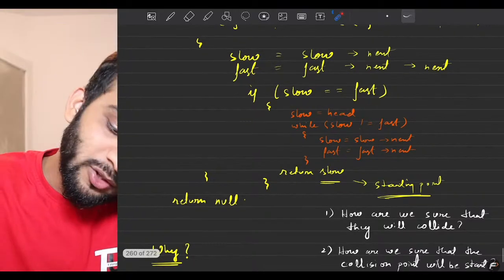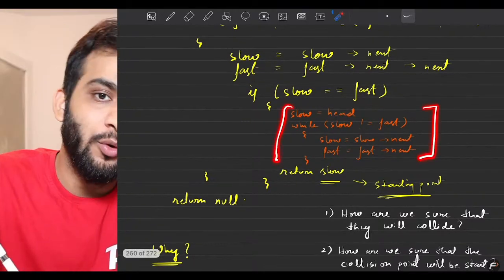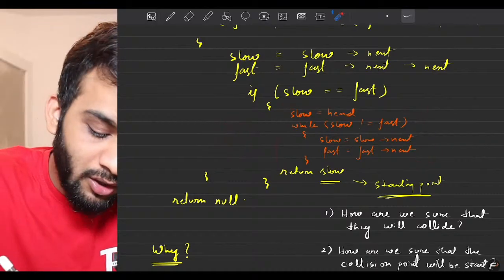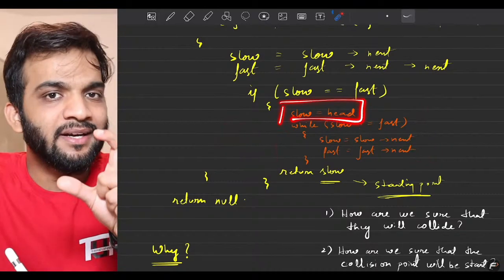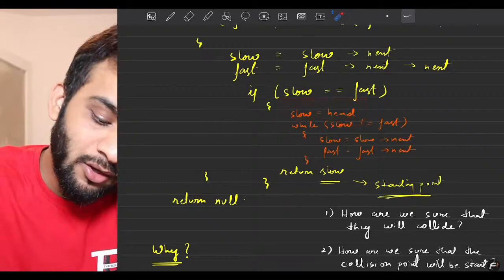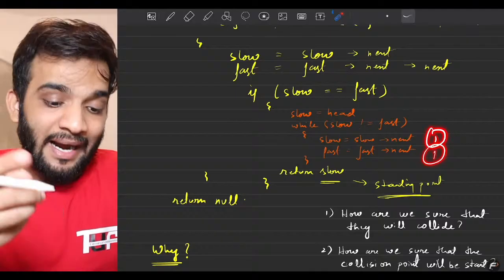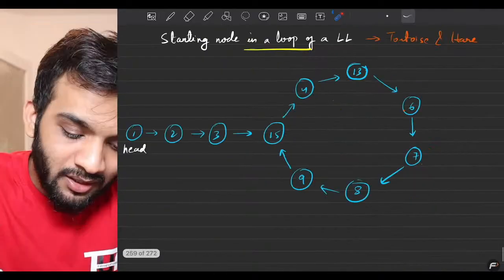But what about this one? This is the new section of code, which is step 2, that is finding the starting point. Over here, we're taking the slow pointer and placing it at the head. And then we move the slow and the fast pointer by 1 step, and we are sure that they will collide here.